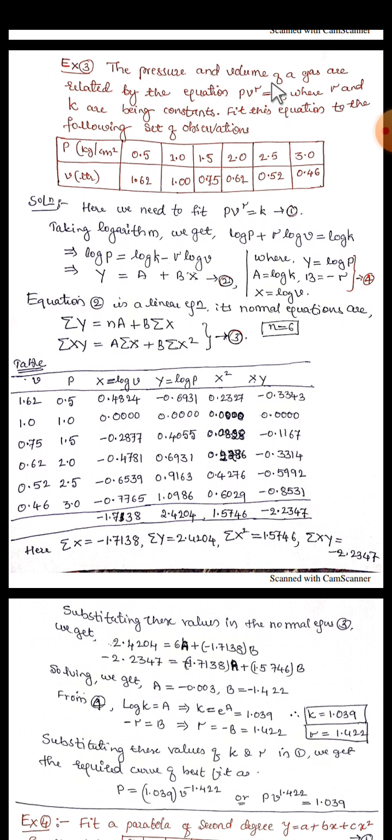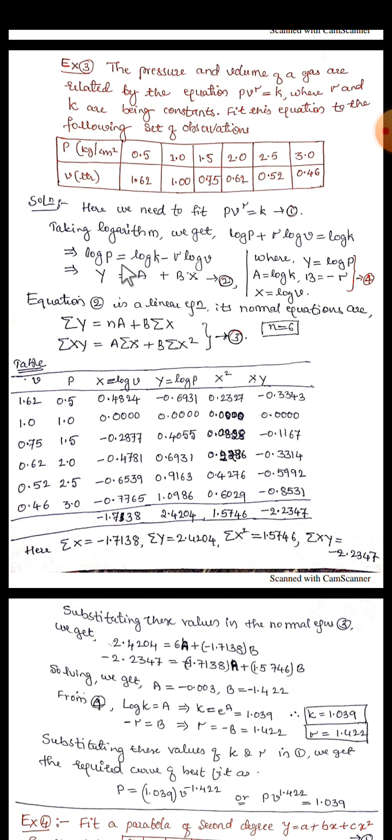The pressure and volume of a gas are related by the equation P times V to the power gamma equals K, where gamma and K are constants. Fit this equation to the following set of observations. So this is the given data. We are required to fit such type of equations. Let us call this equation 1, P V to the power gamma equals K. Now, as explained earlier, let us take log of this to reduce it into a straight line.